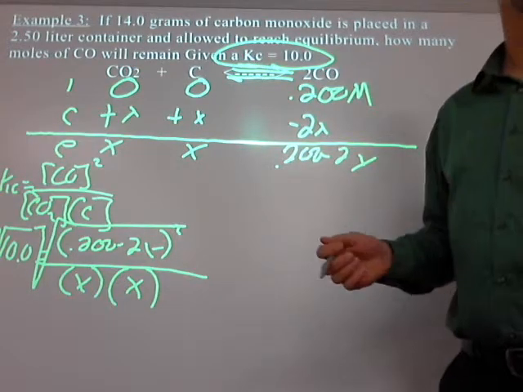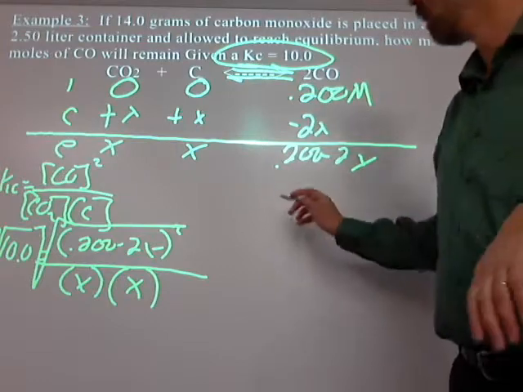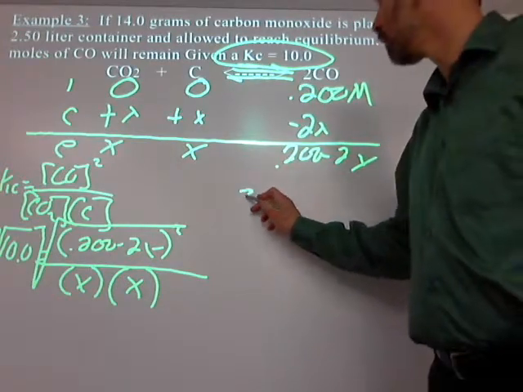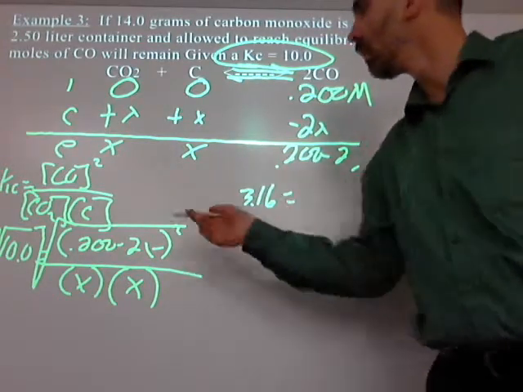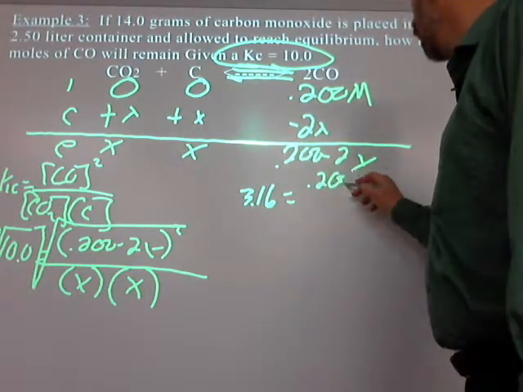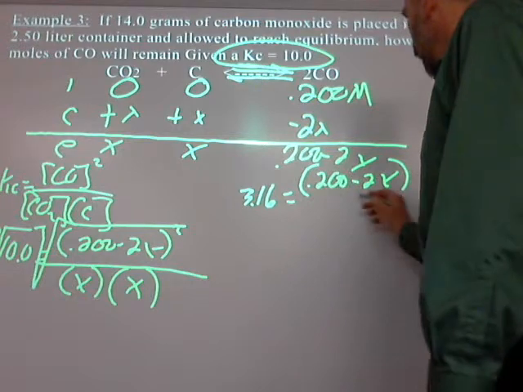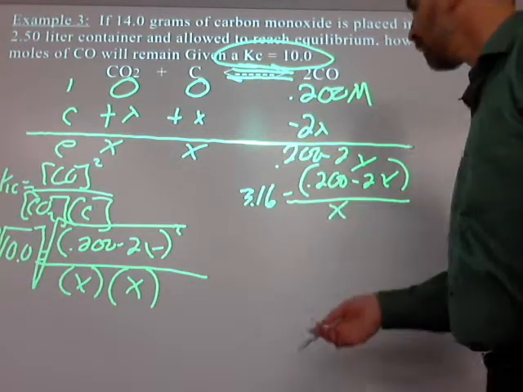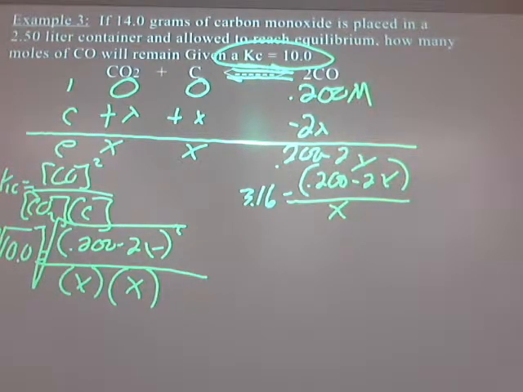Square root of 10 is, I need a calculator, so let me do that. 3.16? 3.16 equals the square root of 0.200 minus 2x quantity squared, which is 0.200 minus 2x. And the square root of x squared is just x. So there's your equation. I simply took the square root of both sides. Makes it easier. We don't have to do the long calculation with the quadratic formula.